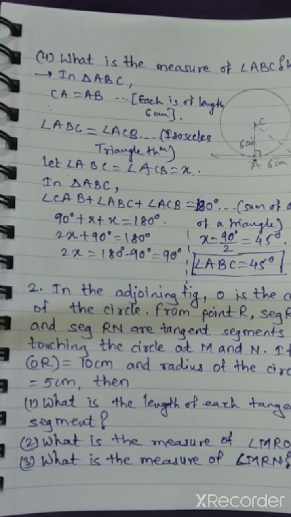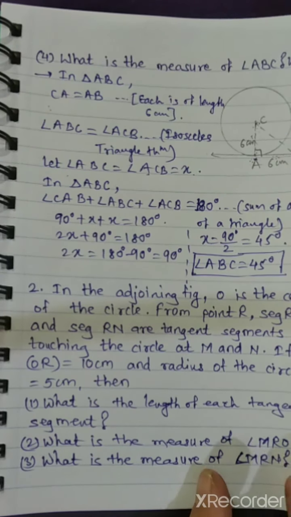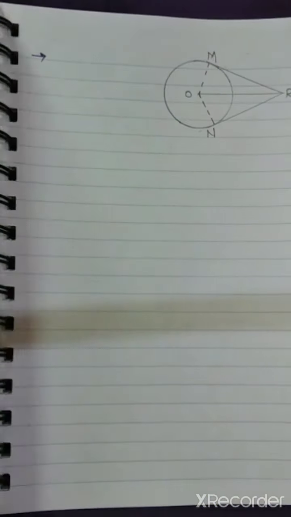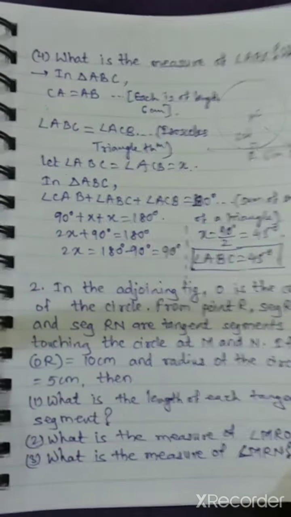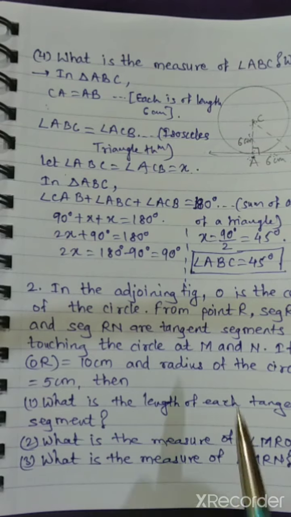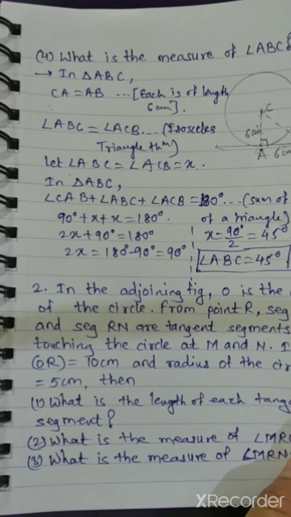Are you getting, students? Now question number second. In the adjoining figure, one figure is given. In the adjoining figure, O is the center of the circle.